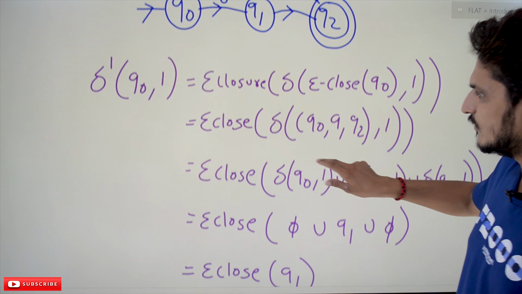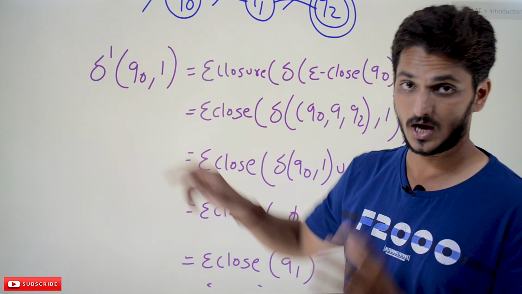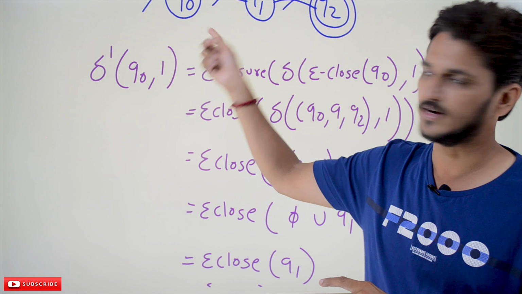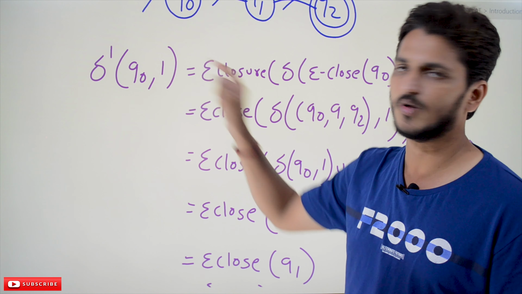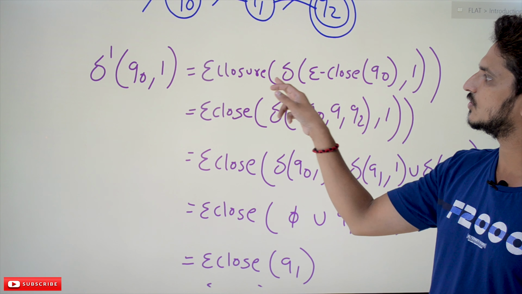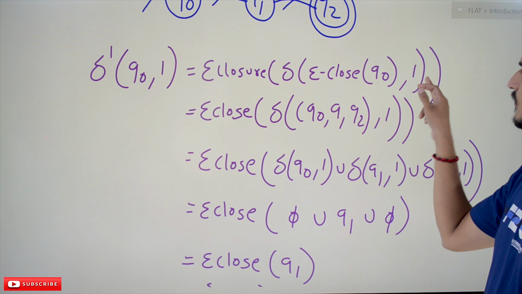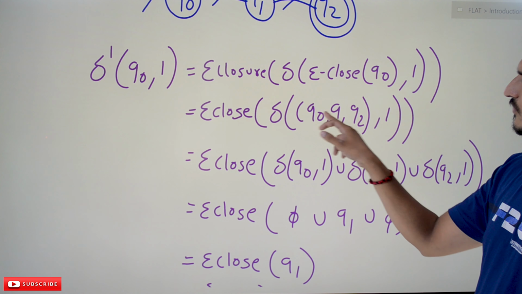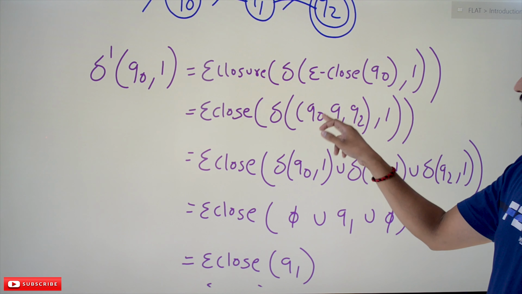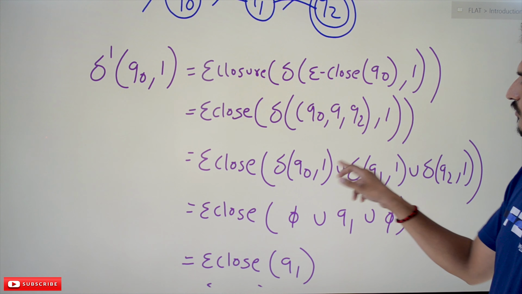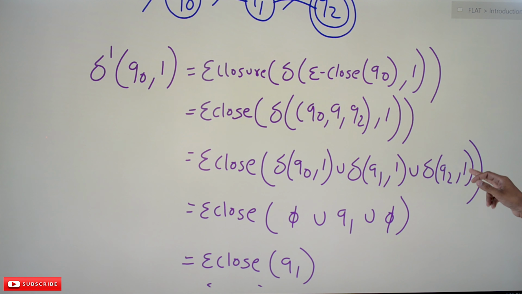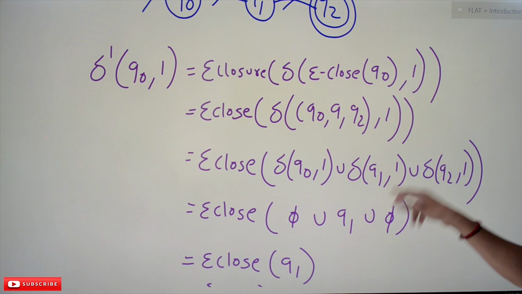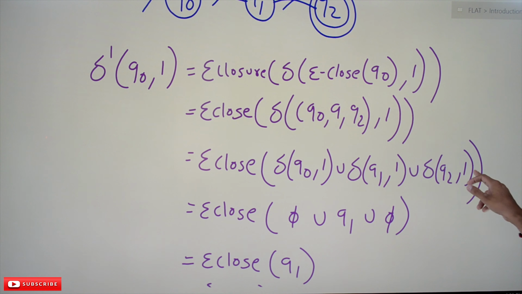Next, we have to identify one more transition, delta dash. We have to identify delta dash of Q naught on 1. Q naught on 0 is already identified. The same way, we have to identify Q naught on 1, using the same expression: epsilon close of delta of epsilon close of Q naught comma 1. So epsilon close of Q naught means Q naught, Q1, Q2. Delta of Q naught Q1 Q2 comma 1 means delta of Q naught 1 union delta of Q1 1 union delta of Q2 1. Delta of Q naught 1 means phi, union delta of Q1 1 means Q1, union delta of Q2 1 means phi.